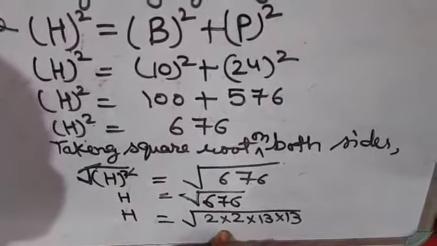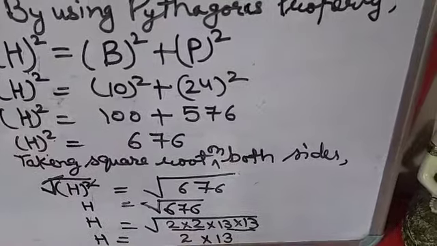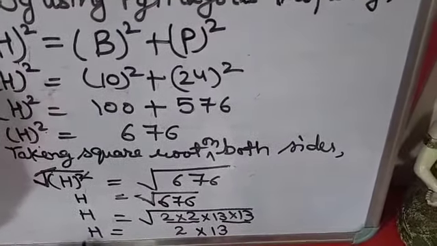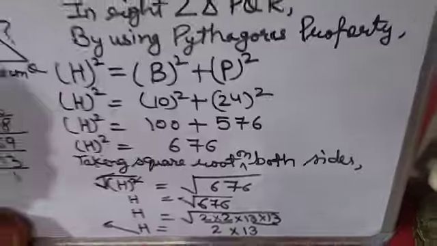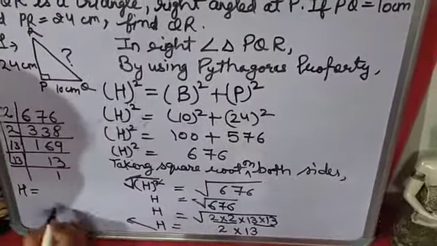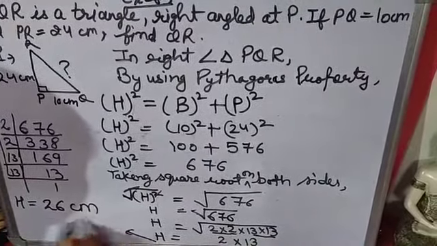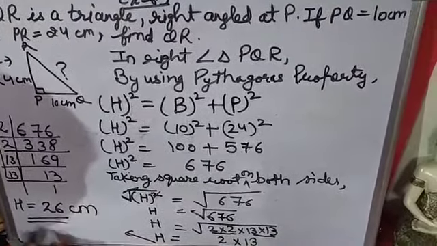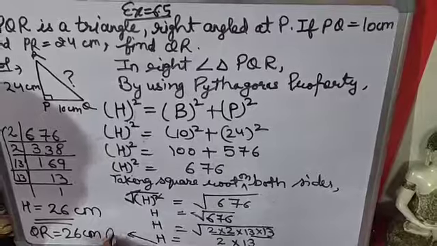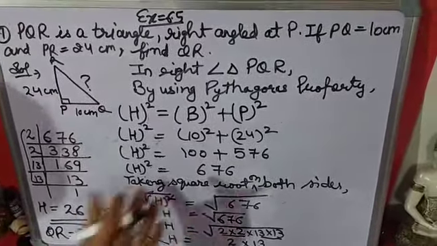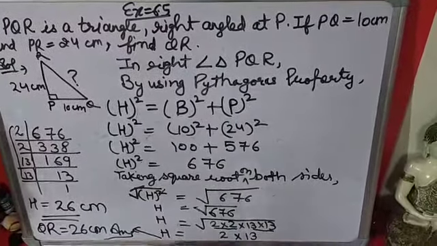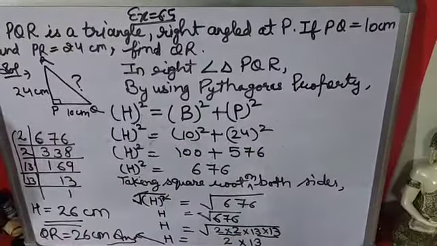So from this 2 will come outside, and from this 13 will come outside. So the square root will be removed. Now here, the hypotenuse will be 13 times 2, that is 26 centimeter. So this is the length of QR. QR is 26 centimeter. Like this, you have to find sides by using Pythagoras property.